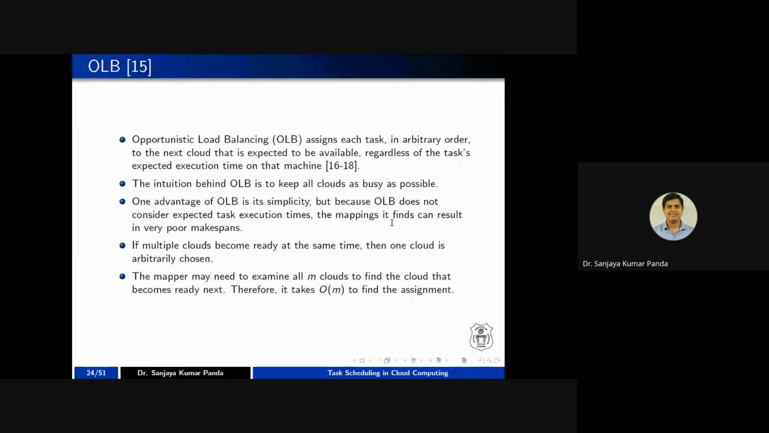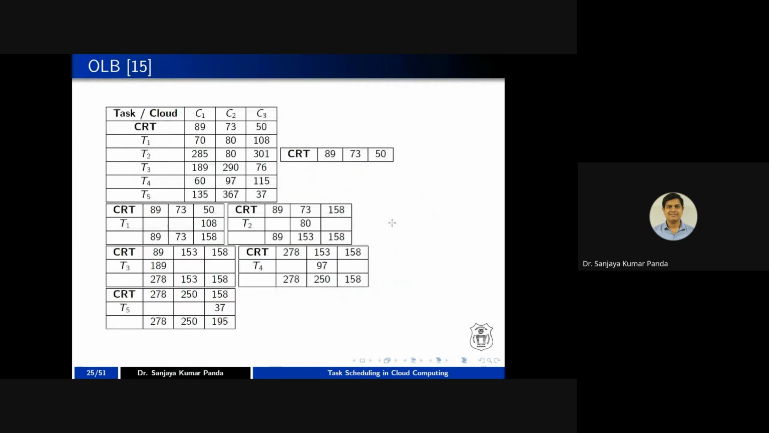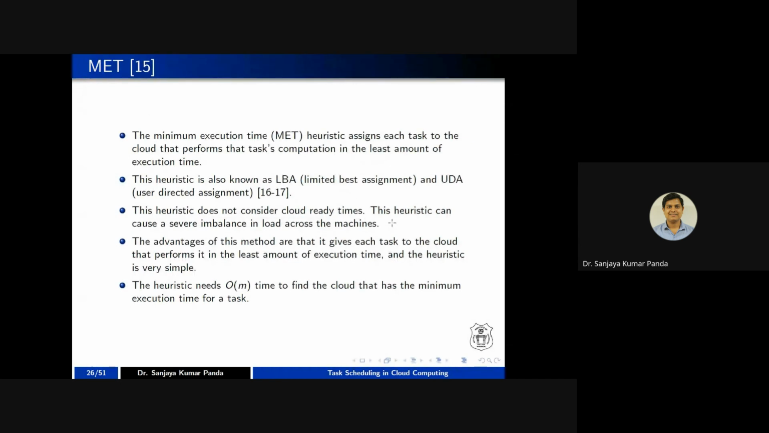If you take n number of tasks, the complexity is n times m. For one task, it is order of m. For n number of tasks, the complexity is order of n·m. Right? So this is one of the oldest scheduling algorithms. Let us come to another algorithm which improves the performance.